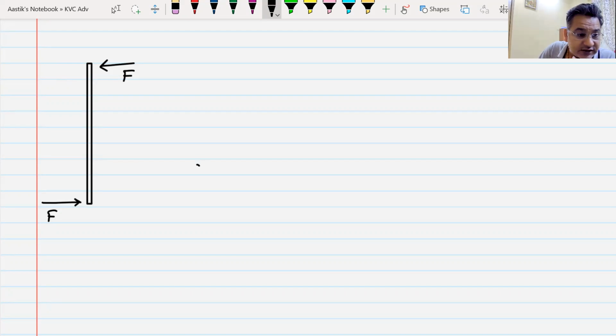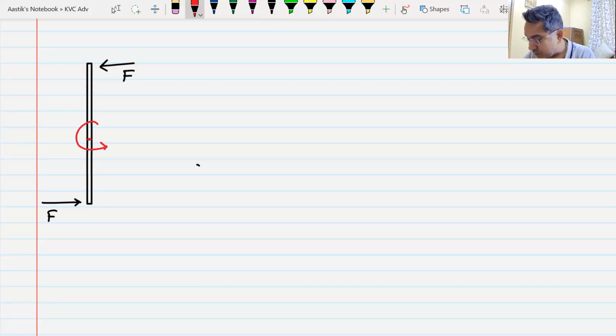Now, the next question is, since the angular momentum is not conserved, this rod will rotate. Yes or no? Yes, sir. About which point will this rod rotate? About the center of mass, sir. Remember, if any body is free to rotate, it will always rotate about the center of mass. This is one concept that you must remember. It is going to rotate like this.